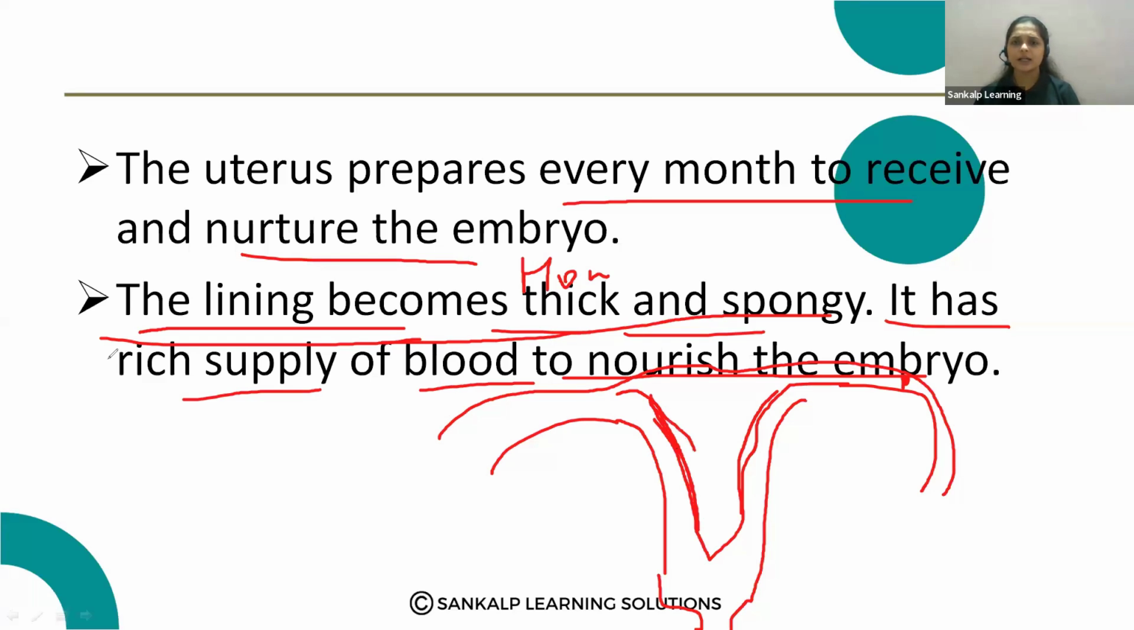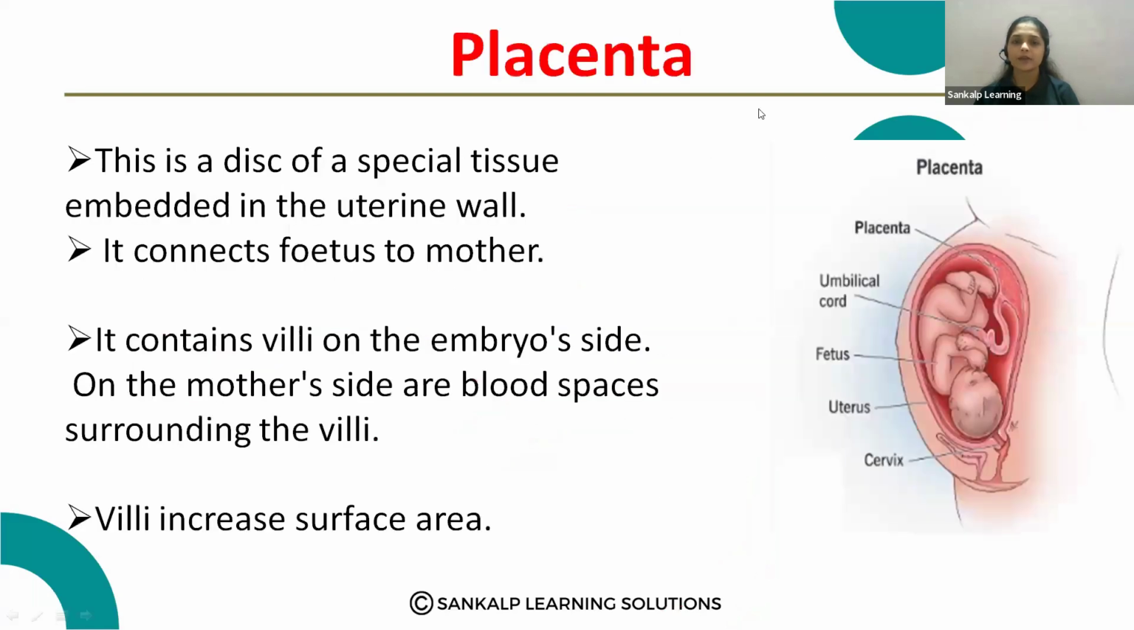Just imagine, every month the fertilization will not occur, right? So that part we will discuss next. After the fertilization, when the embryo attaches in the uterus, it will develop further.